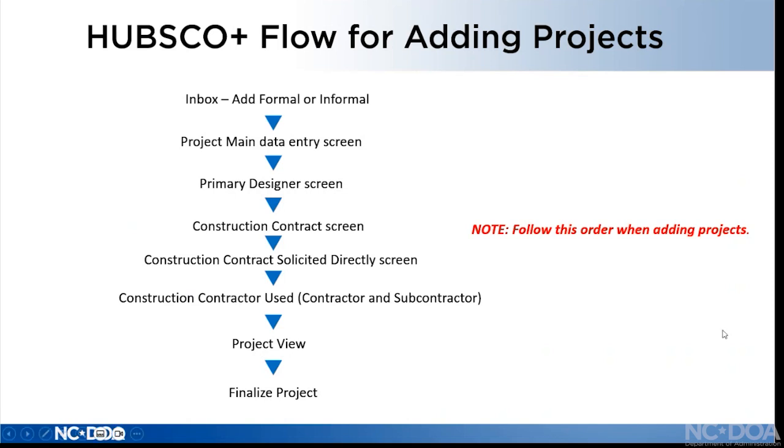This is the flow that we strongly recommend people follow when doing this. It's not strictly required this way, but there are some things you have to do first. So you have to add a formal or informal project. Then you have to add the project main data entry screen. But after you do that, you have the option to do the primary designer screen or the construction contract screen. You got to do one or the two of those next.